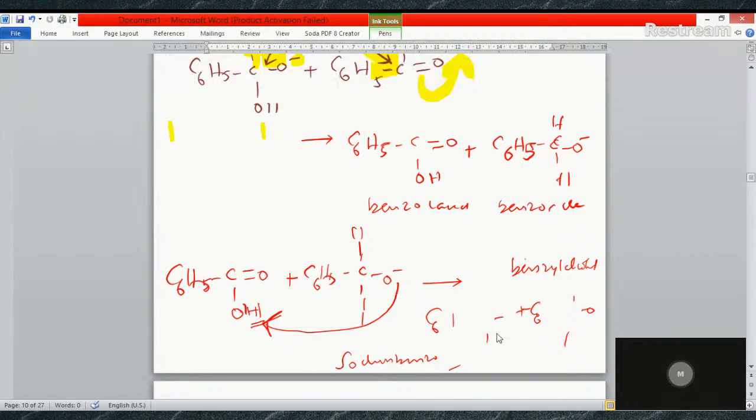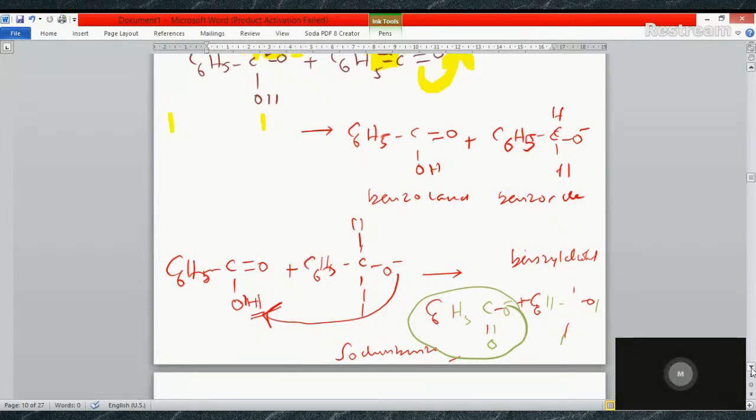The Cannizzaro reaction is thus explained. C6H5C double bond O minus, and C6H5CH2OH: benzyl alcohol and the sodium salt of benzoic acid. This is the formula for benzyl alcohol. Okay. I think you have followed what I am giving you here, the simple Cannizzaro reaction, followed by the crossed Cannizzaro reaction.